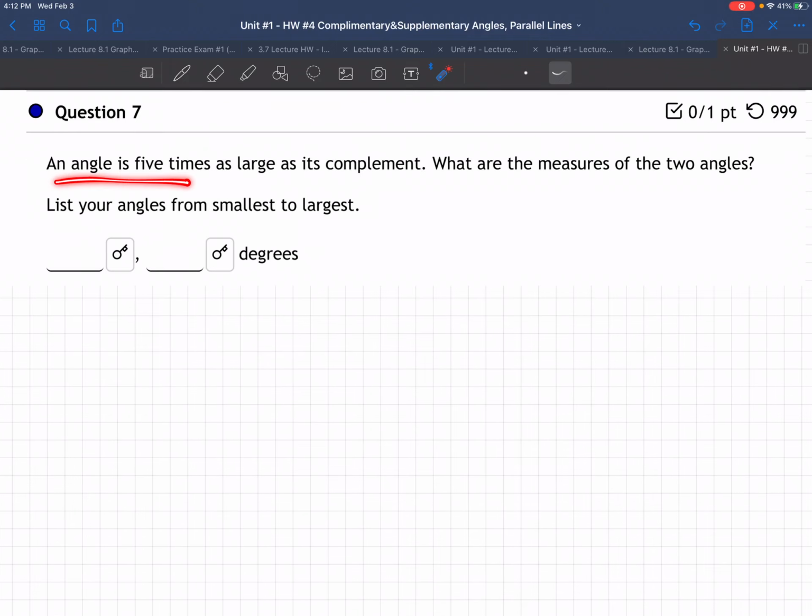Here's an example in which an angle is 5 times as large as its complement. What are the measures of the two angles? List them from smallest to largest. Well, we'll let x be the first angle.